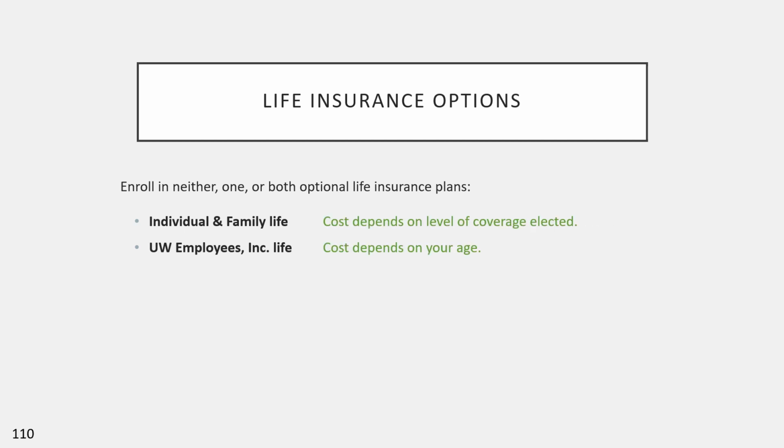What enrollment into the individual and family plan would cost you depends on how much coverage you elect. And the coverage cost for your UW Employees Inc. life insurance depends on your age. Under the individual and family life policy, there is coverage available if you elect it for yourself, for a spouse as well, or for a child. If you elect the UW Employees Inc. plan, it's just for your own life. It doesn't cover any family members.